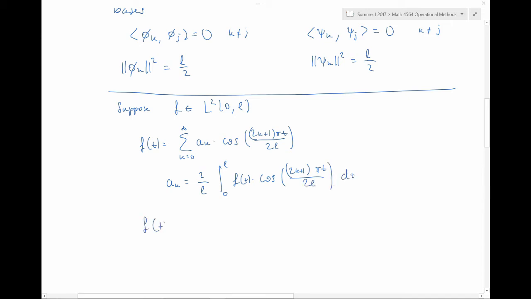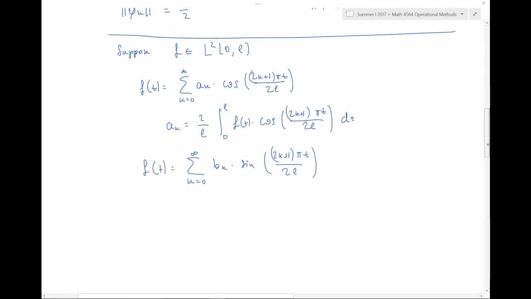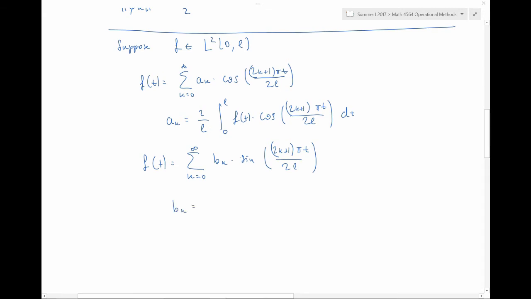Or I can express the function f of t as a summation, as k goes from 0 to infinity, of bk times the sine of (2k plus 1) pi t over 2L, where bk are computed as 1 over the norm squared. Again, it's going to be 2 over L, the integral from 0 to L, f of t times the sine of (2k plus 1) pi t over 2L dt.